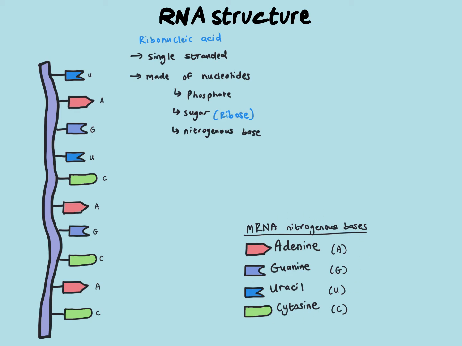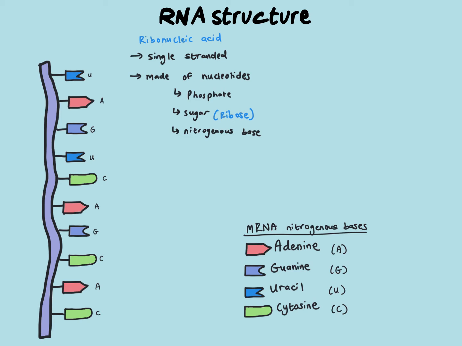Now, DNA has the nitrogenous bases adenine, guanine, cytosine, and thymine. But in RNA's case, there is no thymine as a nitrogenous base. Instead, thymine is replaced by uracil. So there is still adenine, guanine, and cytosine, but there is now uracil in place of thymine. So that is one big difference between DNA and RNA.